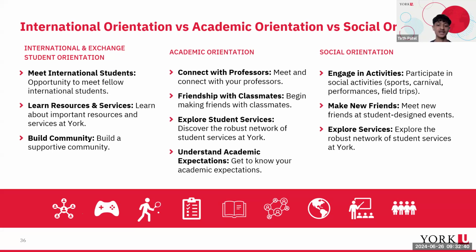We also have the academic orientation, which on the other hand is more focused on your academic journey. And this is normally organized by your faculty and helps you connect with your professors, as well as make friends with your classmates and discover the wide range of academic related services available to you at York. For example, if you need math help or if you want to write a research paper and you need help with citations, these are all the available resources that you'll be able to discover at your academic orientation. And understanding your academic expectations is very key to your success. And this academic orientation ensures that you're very well equipped for your academic journey ahead.